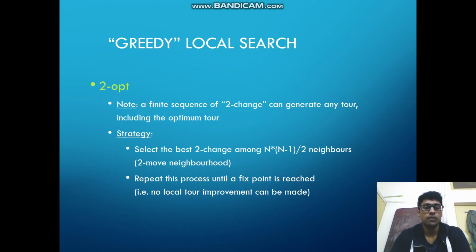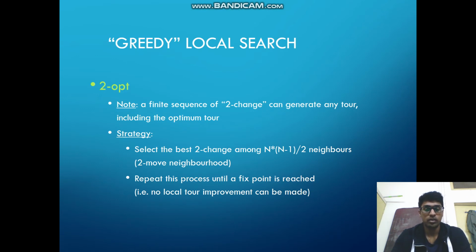Also, we note that a finite sequence of two-changes can generate any tour, including the optimal tour. Here we say a finite sequence of two-changes, we don't know how long this sequence can be. It may be as large as n factorial or something.